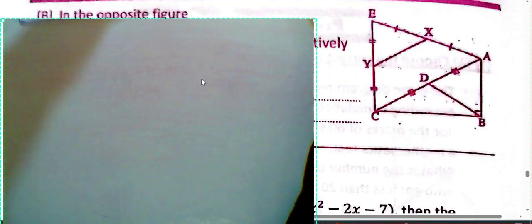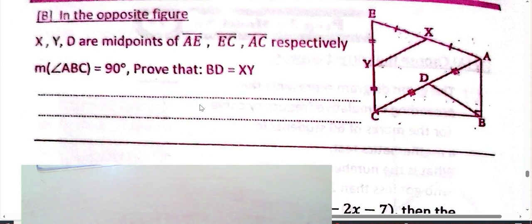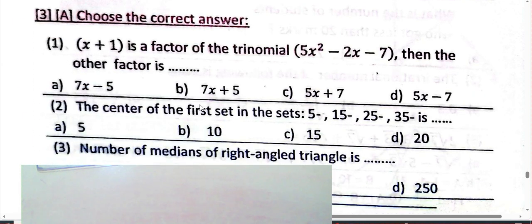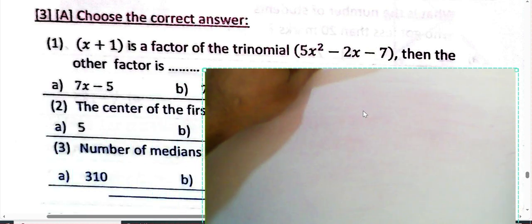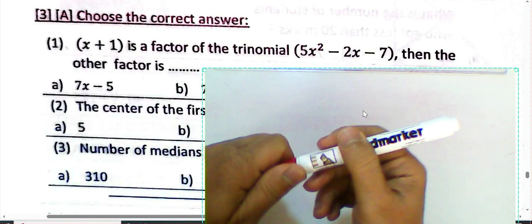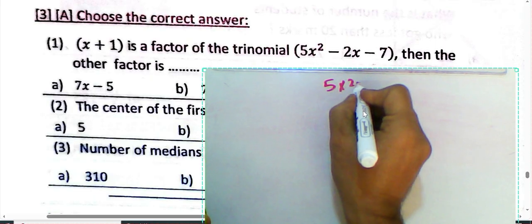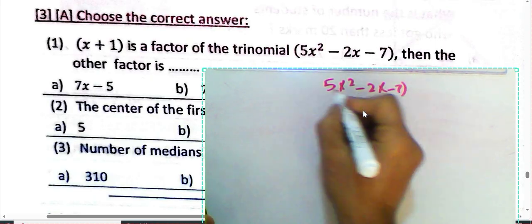It's an important question. Maybe it will come in the exam this year. Okay. Next question. Choose the correct answer. If x plus 1 is a factor of this expression, find the other. We can factor this expression right here, 5x power 2 subtract 2x minus 7.